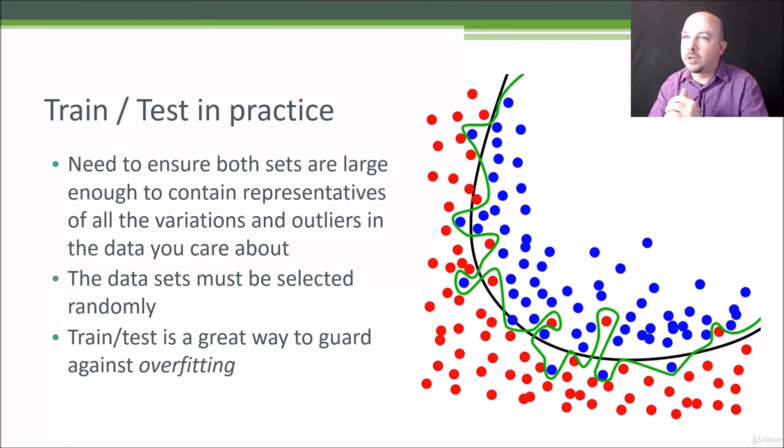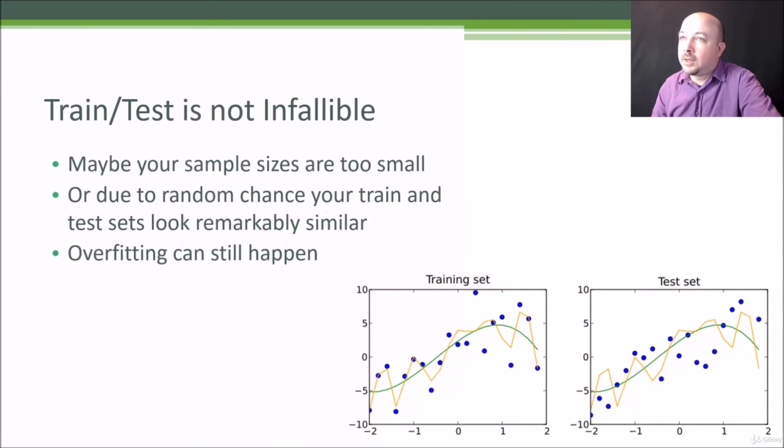So if your model is overfitting and just going out of its way to accept outliers in your training data, well, that's going to be revealed when you put it against an unseen set of testing data, right? Because all those gyrations for outliers won't help with the outliers that it hasn't seen before. Now, train/test isn't perfect. You can get misleading results from it. Maybe your sample sizes are too small, like we already talked about, or maybe just due to random chance, your training data and your test data look remarkably similar. They actually do have a similar set of outliers, and you can still be overfitting. Who knows? And you can see in this example, yeah, it can happen.